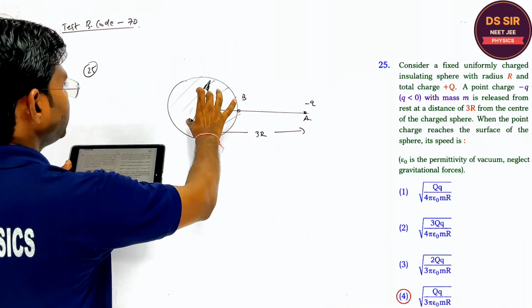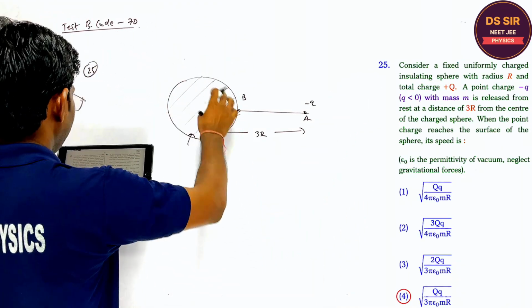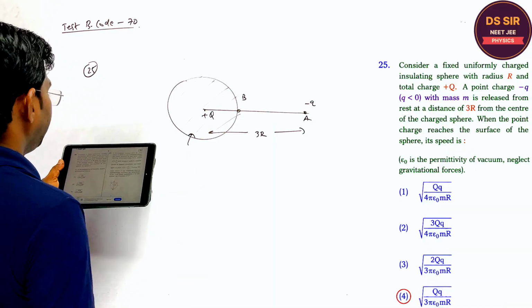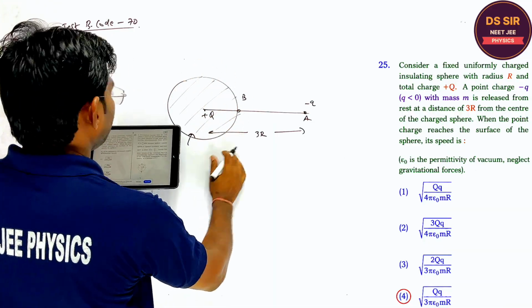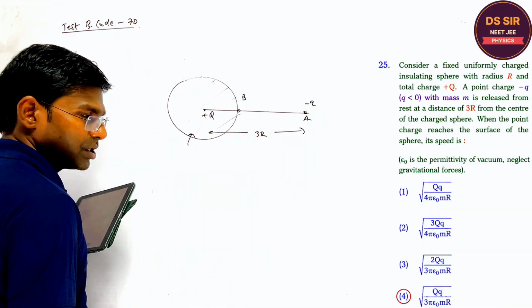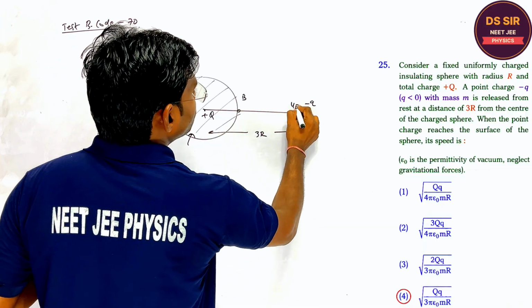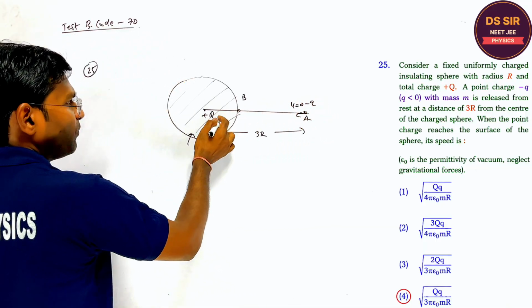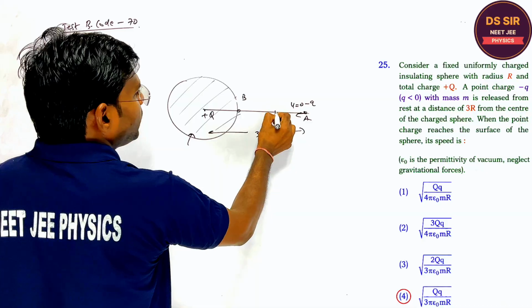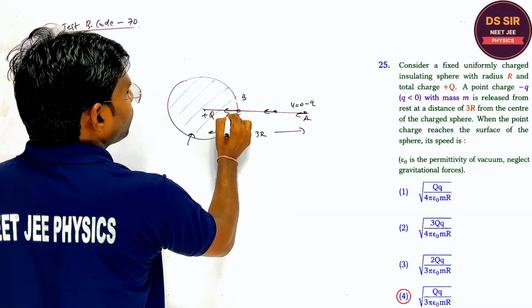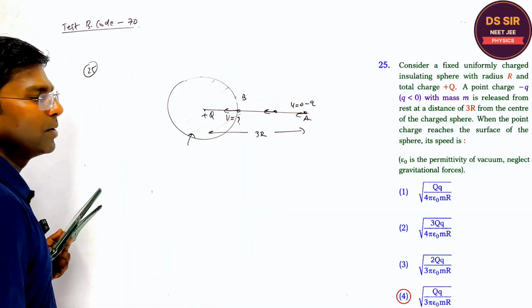Read this question number 25. In this question, there is a fixed uniformly charged sphere of radius r, and the charge Q is distributed over it. The minus q charge is released from rest, so u is equal to 0. Due to the attractive force of this positive charge, it will acquire some speed, and you have to find the speed when it reaches the point B.